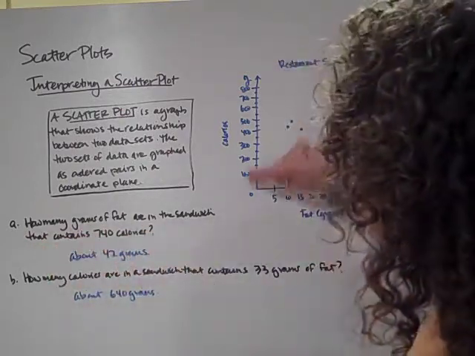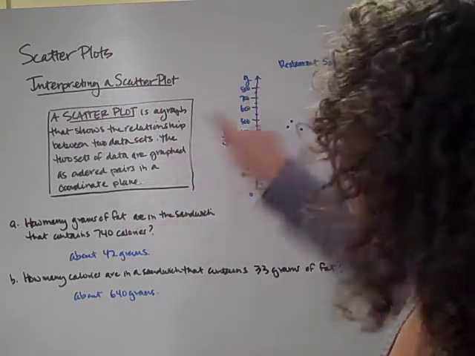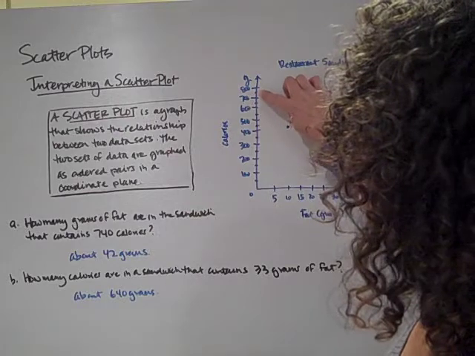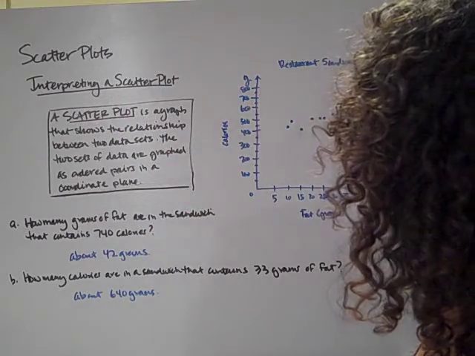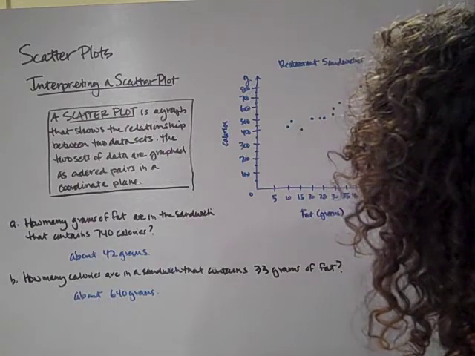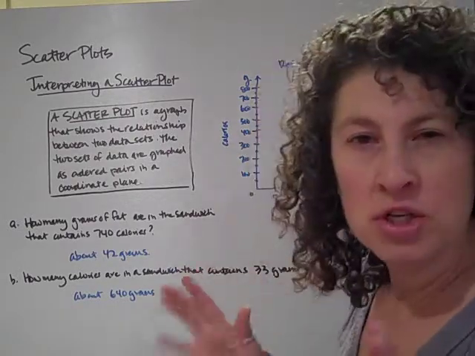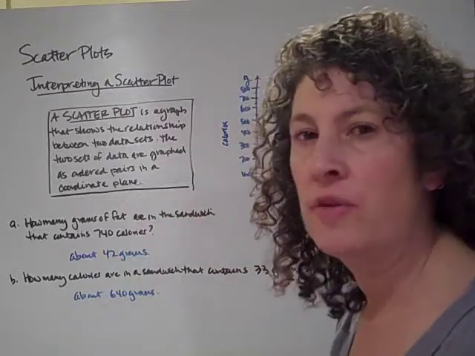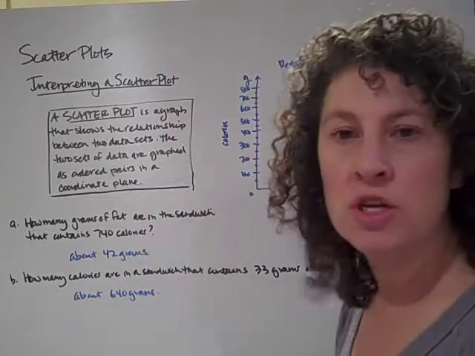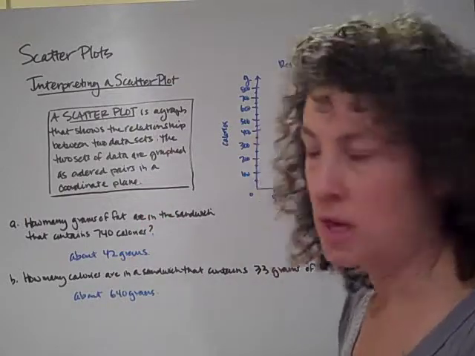So I'm going to look on my calorie axis here. I'm going to go up to my 740, and I'm going to look for how many grams of fat that is. So I'm going to come across here, and my 740 is about here. So I come down, and it's between 40 and 45. So I'm going to go with 42, something in the middle of the 40 and 45 there. So about 42 grams of fat in the 740 calorie sandwich.